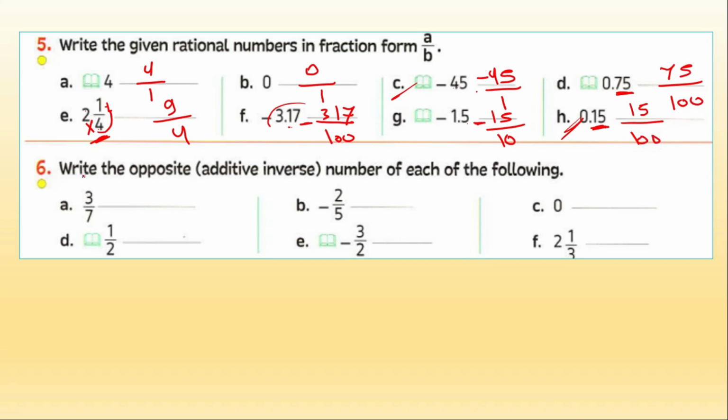The next question: write the opposite, the additive inverse, of each of the following. Additive inverse means we only flip the sign. Here 3 over 7 is positive, so write it negative: negative 3 over 7. Negative 2 over 5 becomes 2 over 5. The additive inverse of 0 is 0. The inverse of half is negative half. Negative 3 over 2 has the additive inverse 3 over 2. 2 and a third becomes negative 2 and a third. Very simple questions.